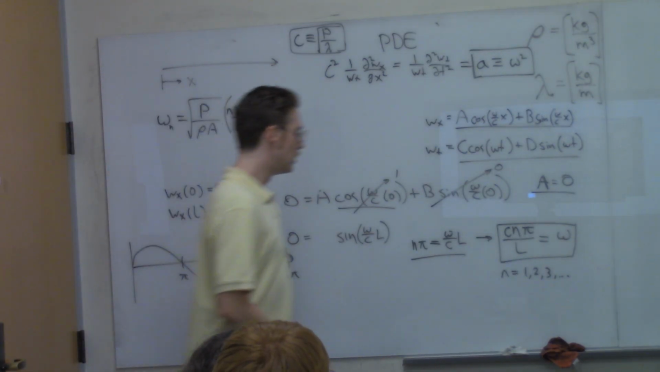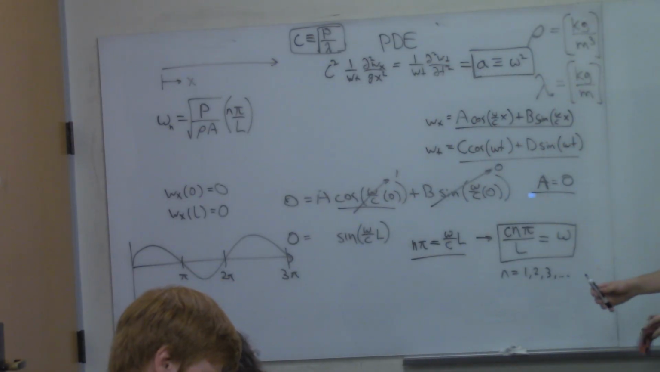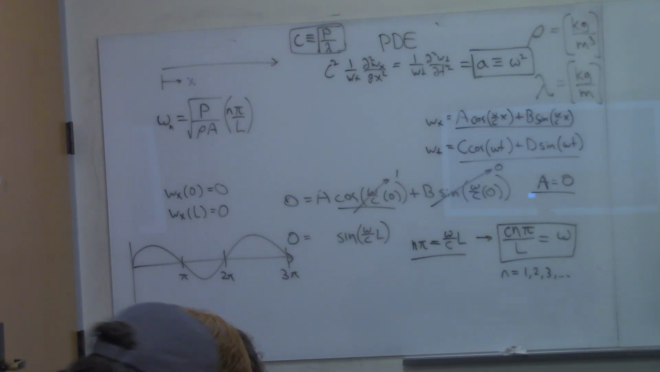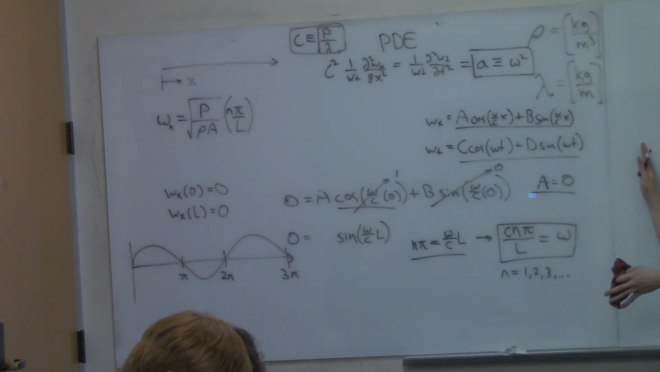Okay, so let's talk about different boundary conditions, and I'm not going to derive all of them again. You don't really need to derive all of them, you just need to understand what mode shapes are going to look like. Are we good with all this? Okay.